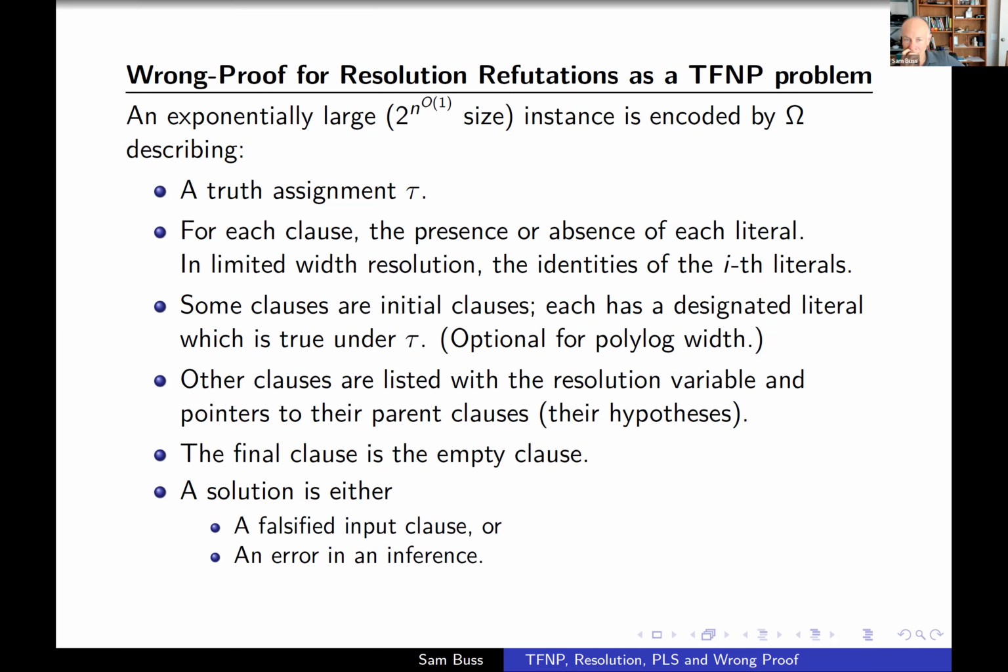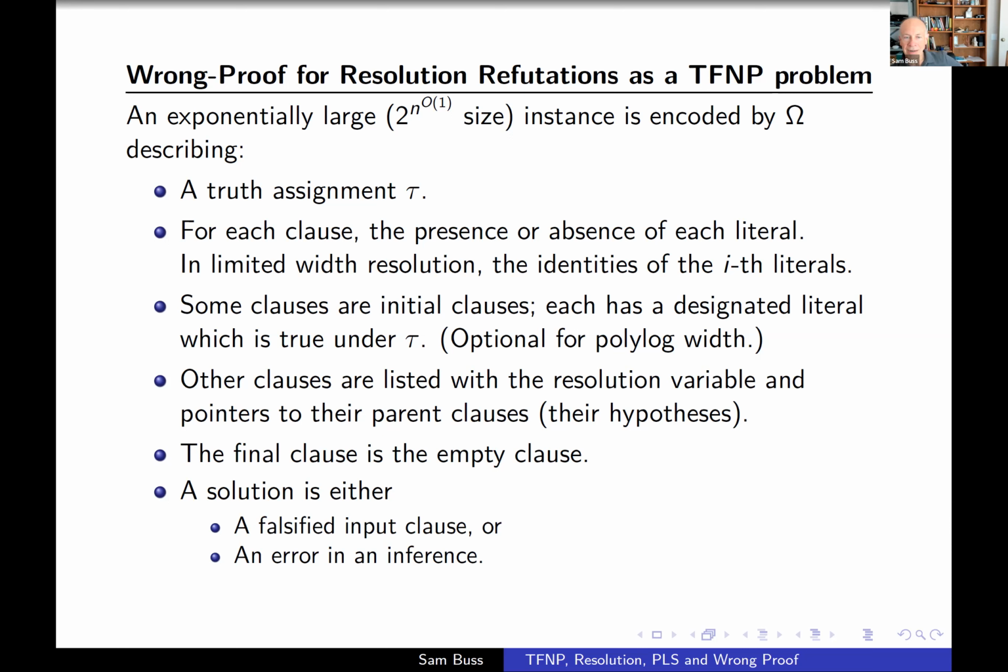Some clauses are initial clauses. If it's large width clauses, then there's a function that gives us the literal that's supposed to be true under the assignment tau. If it's polylog-width, we don't need that function because we can just check all the literals to see if they're true. All other clauses are listed with two things: their resolution literal or variable, and pointers to the two clauses they're inferred from by resolution.